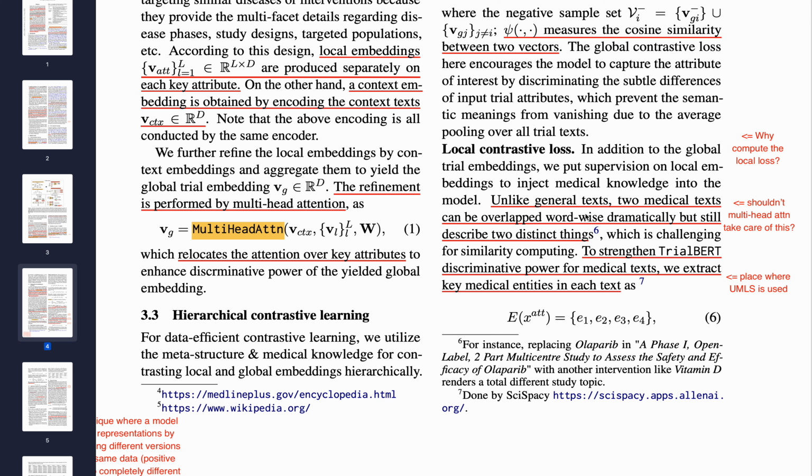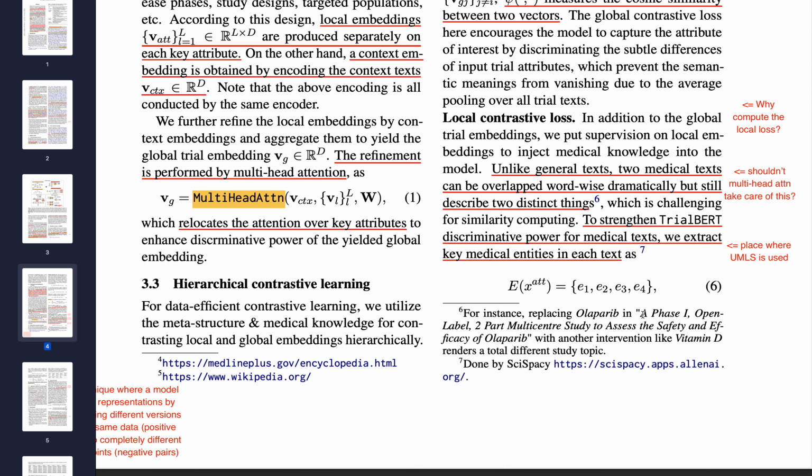One question I had is, they point out a very interesting observation here. Unlike general text, two medical texts can be overlapped word-wise dramatically, but still describe two distinct things. And this is an example they provide. A phase 1 open label 2-part multi-center study to assess safety and efficacy of olaparib. If you replace this drug with something else like vitamin D, it's a completely different trial. So the word overlap means very little in this context, which is a good point.